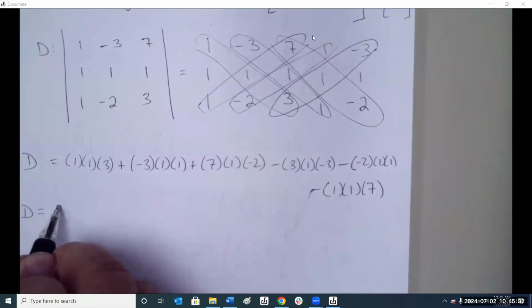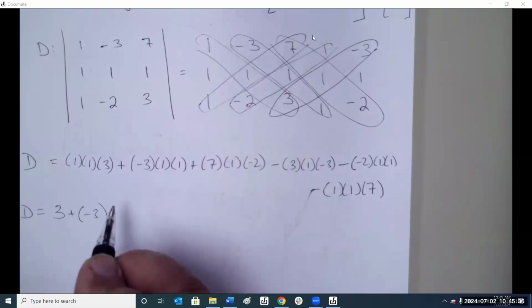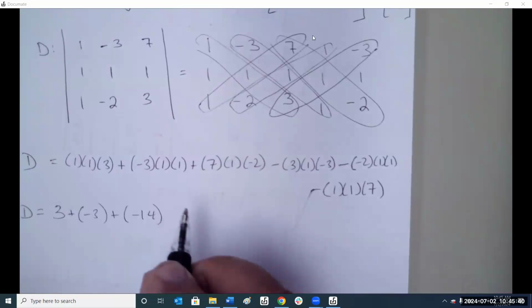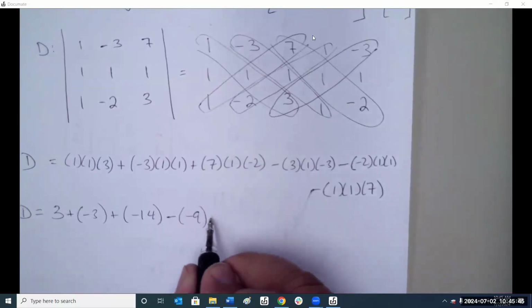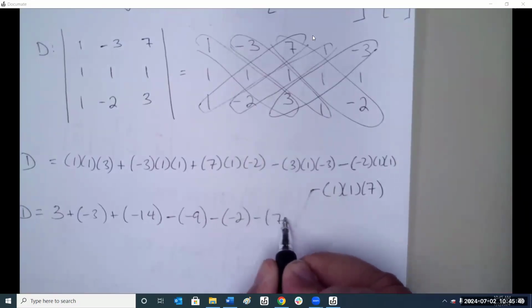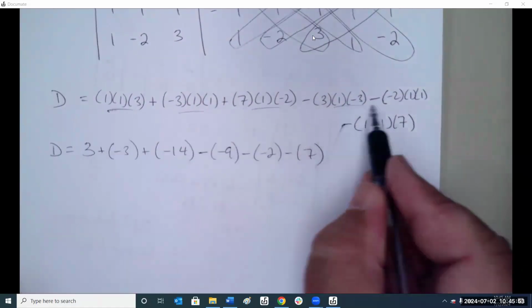One times 3 is 3 plus -3 plus -14 minus -9 minus -2 minus 7. Just multiply these out.